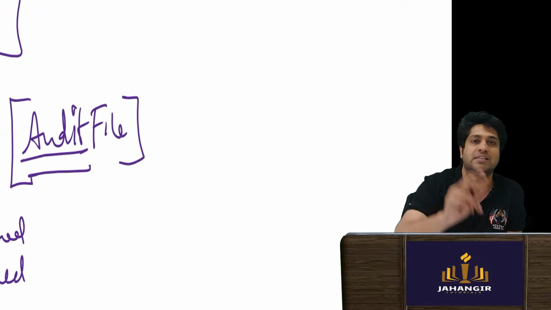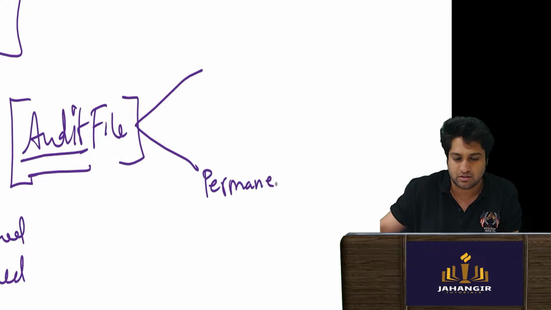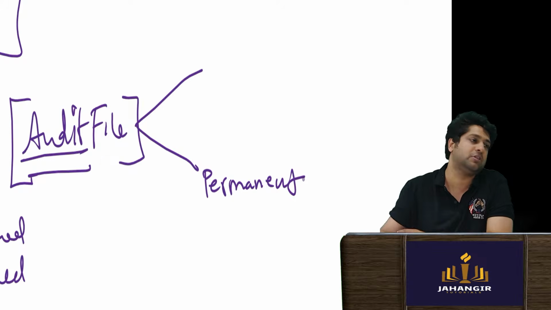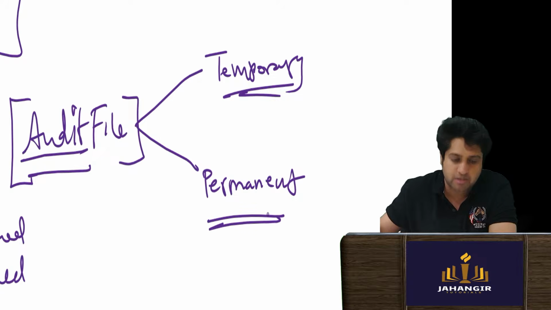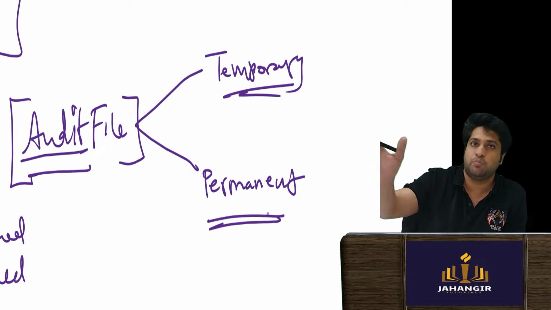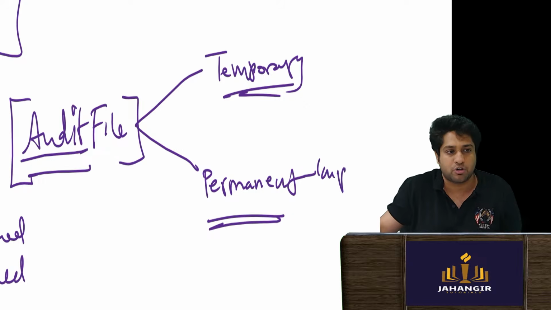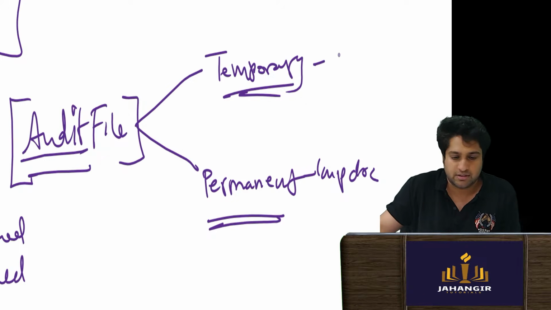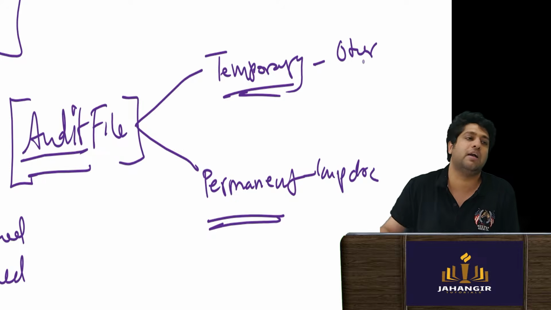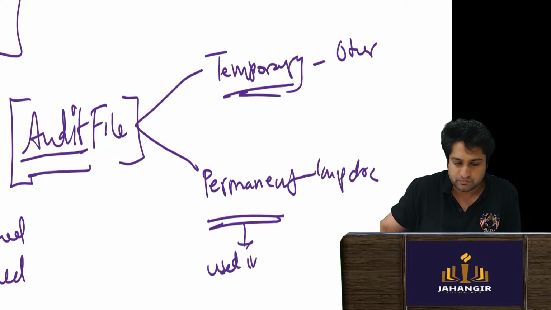Now this file is divided in two parts. It is just about segregation of the documents properly. The audit file could be a permanent file or a temporary file. All the documents that I have, I will segregate. The important documents would be put in the permanent file, and the others would be put in the other file, called the temporary file. Now why is it important? Because it can be used in subsequent audits as well.